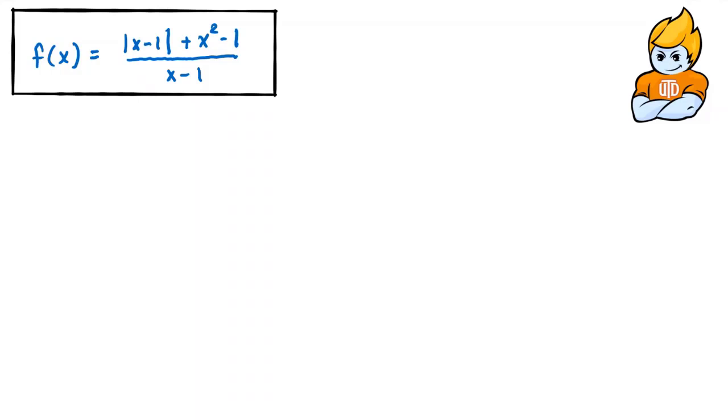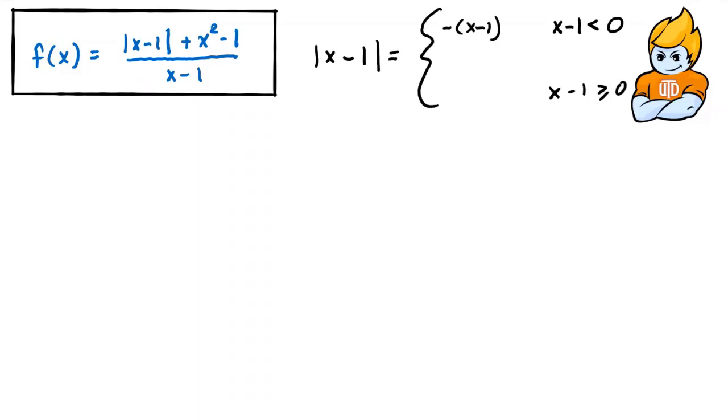Okay, let's do this next example algebraically. We're going to compute the two one-sided limits as x approaches 1. Note that the absolute value of x minus 1 is going to be the negative of x minus 1 if x minus 1 happens to be negative. And when x minus 1 is not negative, we can simply drop the absolute value bars.